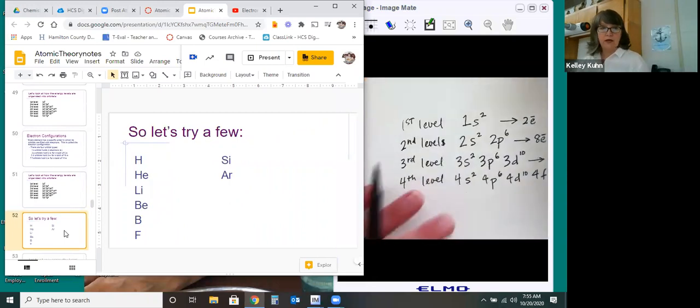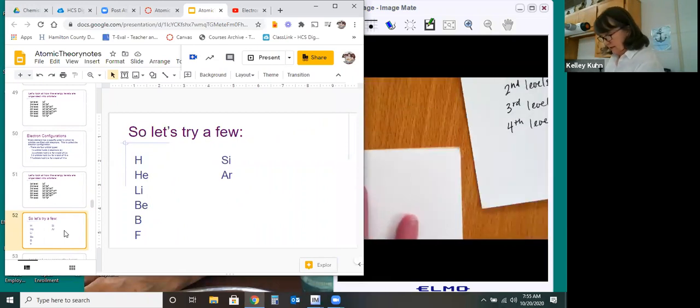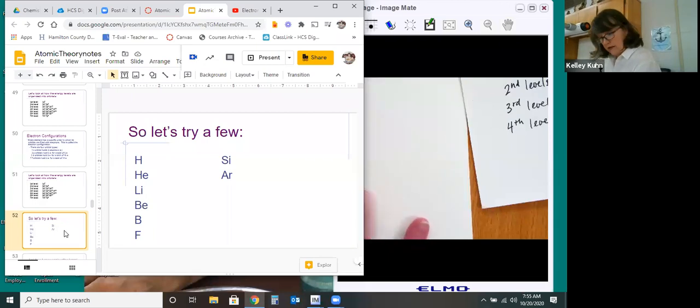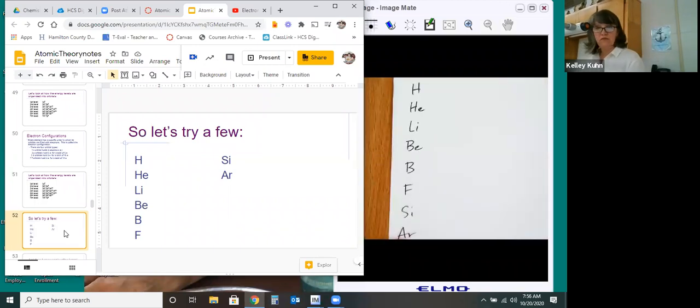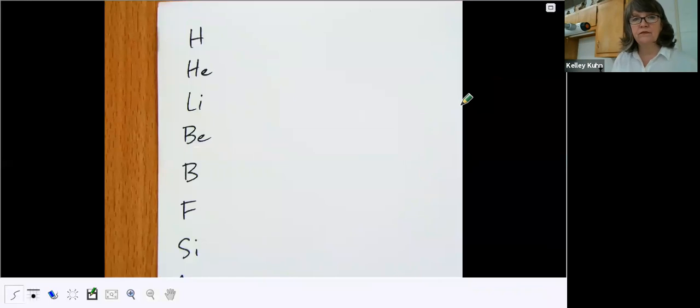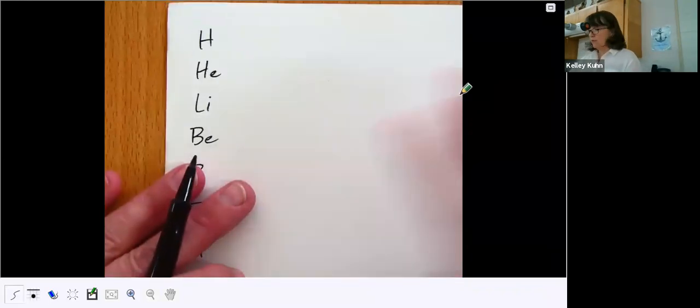So I'm going to write these down. We're going to look at hydrogen, helium, lithium, beryllium, boron, fluorine, silicon, and argon. So let's go here.